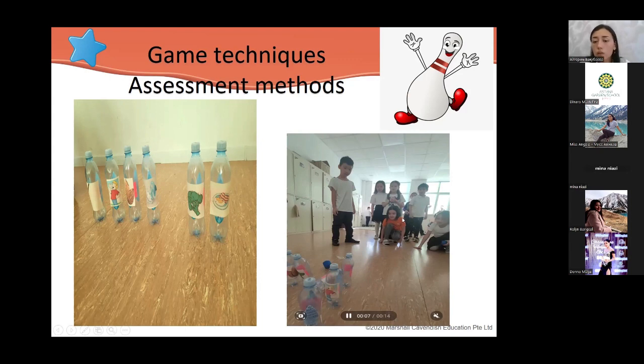I will divide them into two groups, and I'll give them a little ball, and they have to name the bottle that they can reach with their balls. I mean, for example, if they hit the bottle with the broccoli, they have to name it.